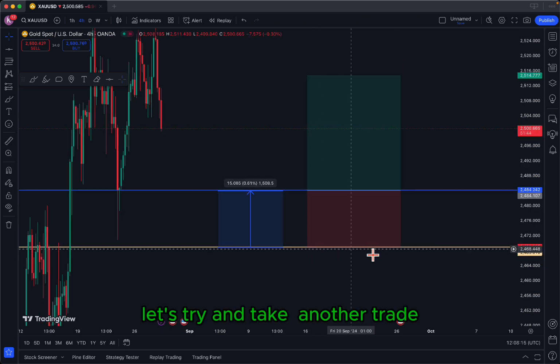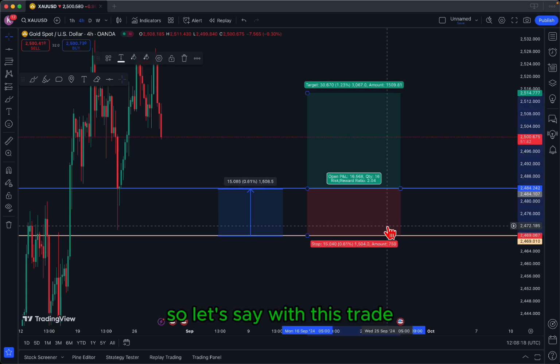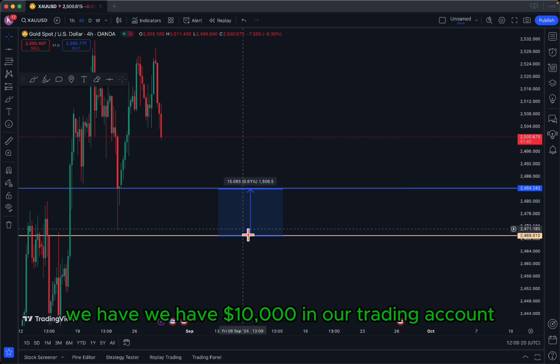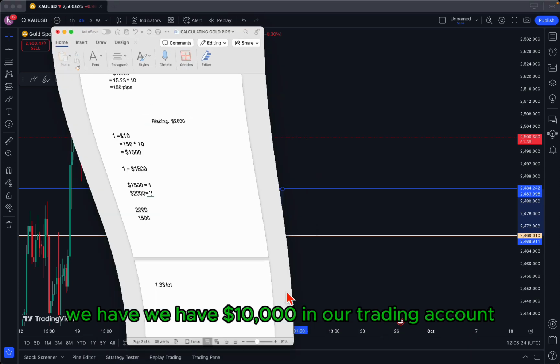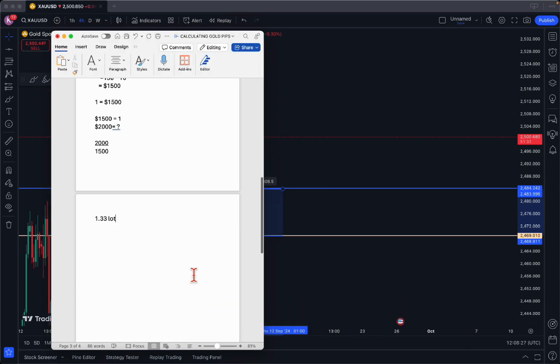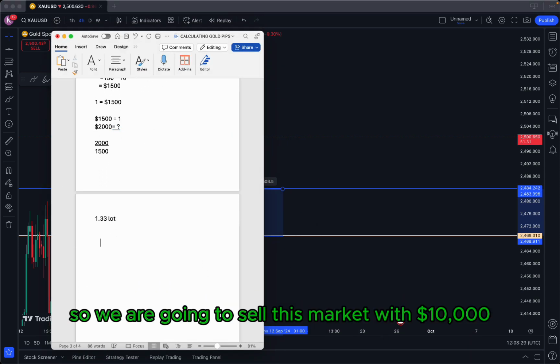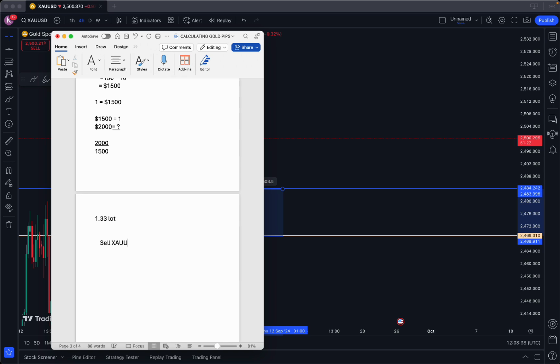Let's try and take another trade. So let's say with this trade, we have $10,000 in our trading account. So we are going to sell this market with $10,000.